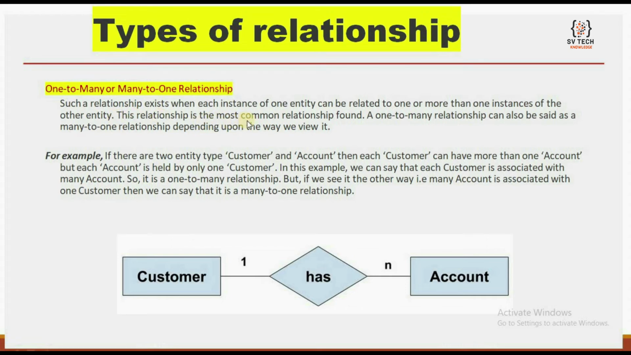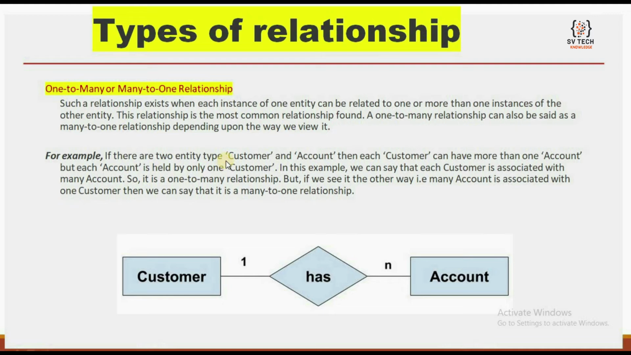This relationship is the most common relationship found. A one to many relationship can also be said as a many to one relationship depending upon the way we view it. Here, for example, we take a customer. A customer can have any number of accounts. Suppose myself, I have more than two accounts in my Gmail, like that.